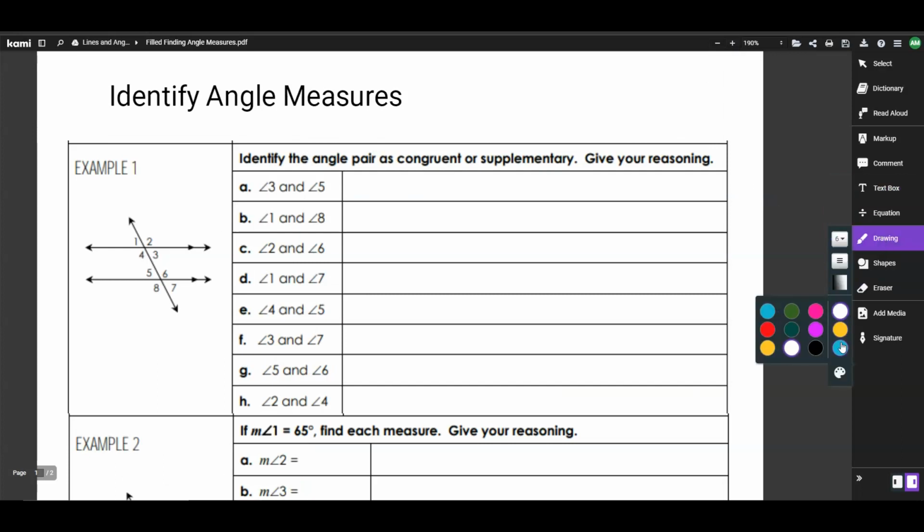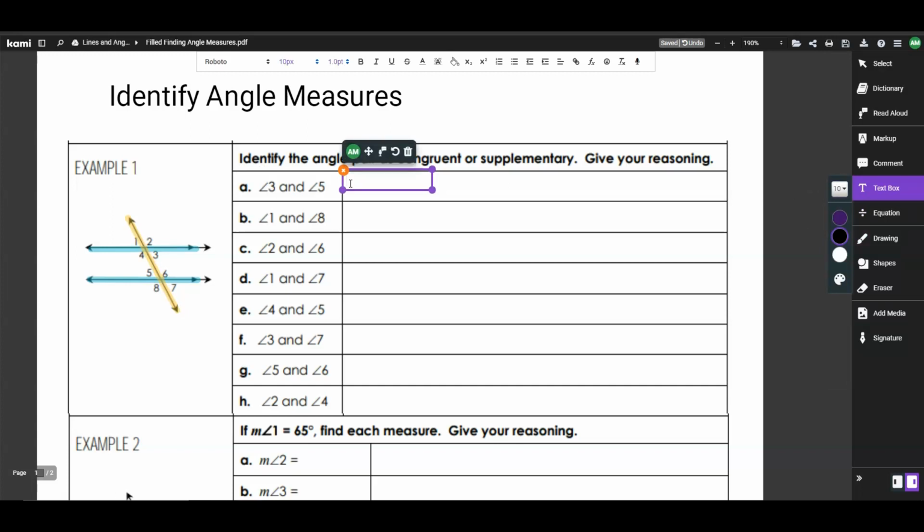So the first thing I want to do is go ahead and highlight my parallel lines. It makes them easier to see and distinguish things. I'm going to use line stroke 4 and a high transparency. All right. So I have my parallel lines here. We know because they have the arrows. And then my transversal, which is the line that crosses them.